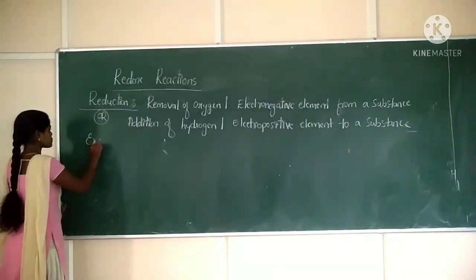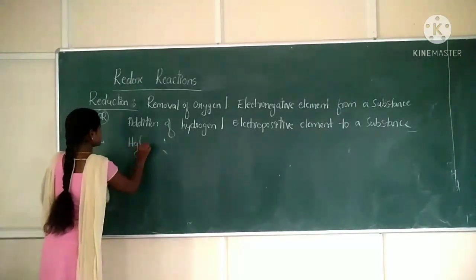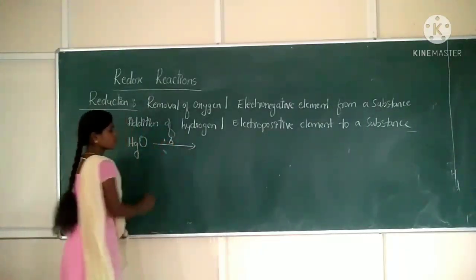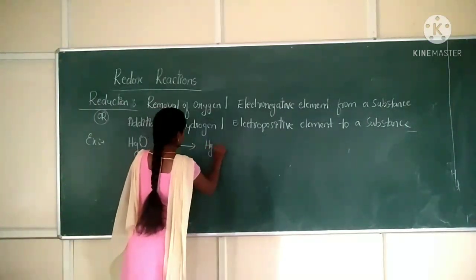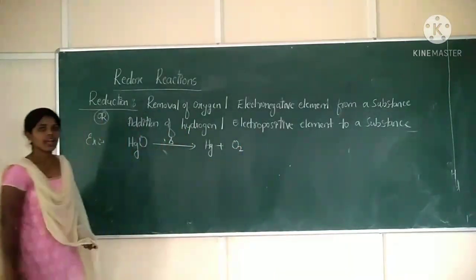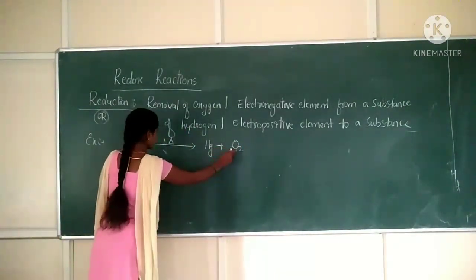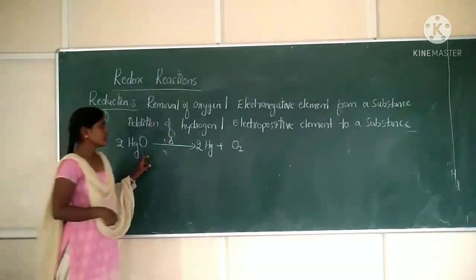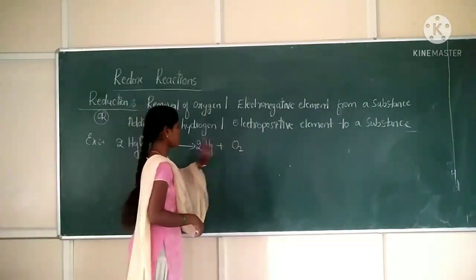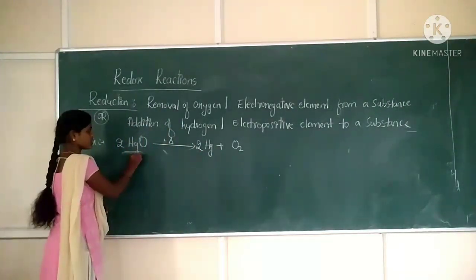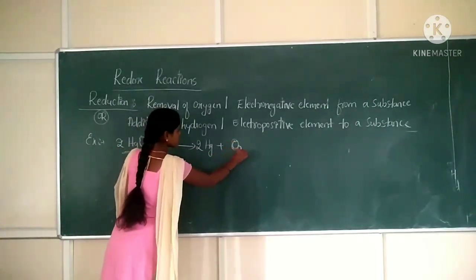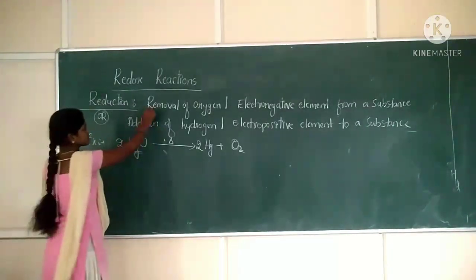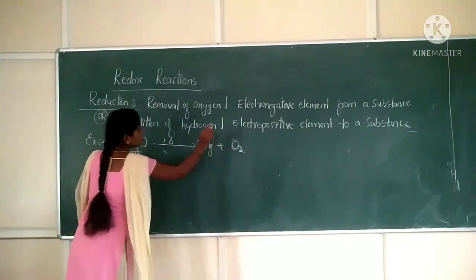For example, mercuric oxide, HgO, decomposed to forming mercury and oxygen. Balance the reaction, 2 oxygens are there, so take it 2 times. So mercuric oxide decomposed to forming mercury and oxygen. So from the HgO, what are we removing? Oxygen is removed. Oxygen is lost from the HgO. So this is the definition of reduction. Removal of oxygen.